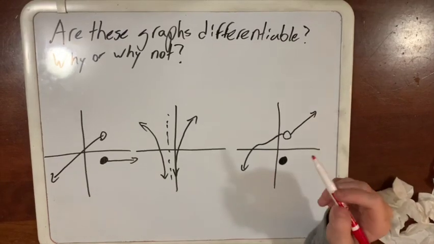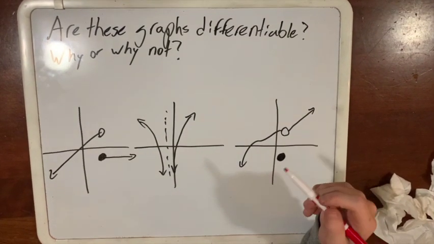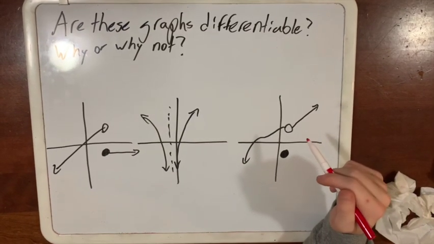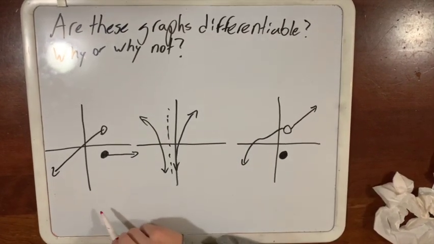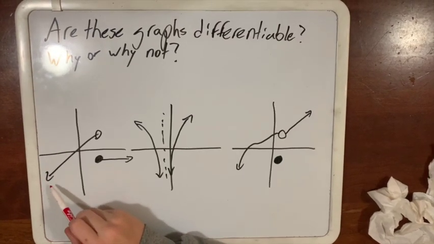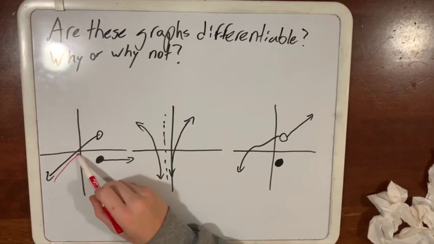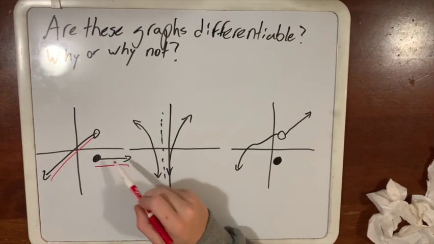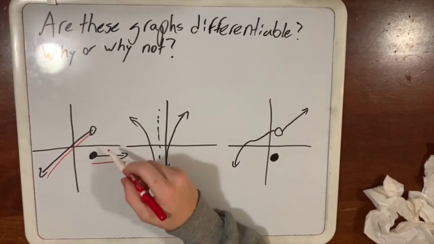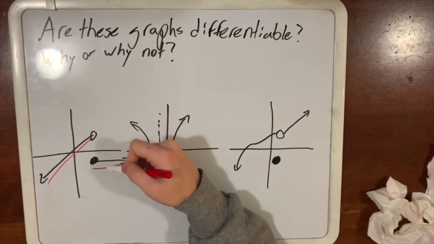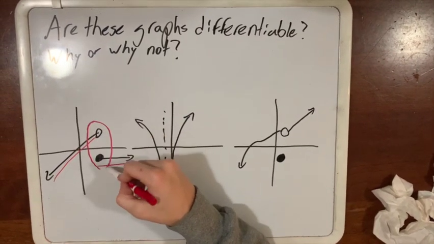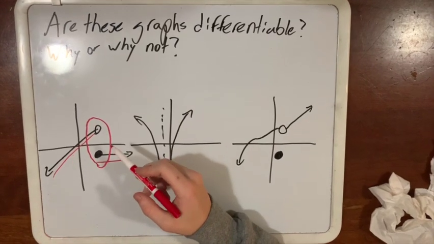So let's take a look at this third set of graphs. Are these graphs differentiable? Why or why not? Let's take a look at this first graph. If you look at it, you cannot draw it without picking up your pen while drawing it. That means it's discontinuous. And if you notice, the type of discontinuity right here is a jump discontinuity.